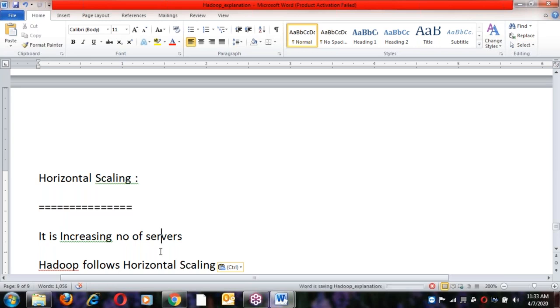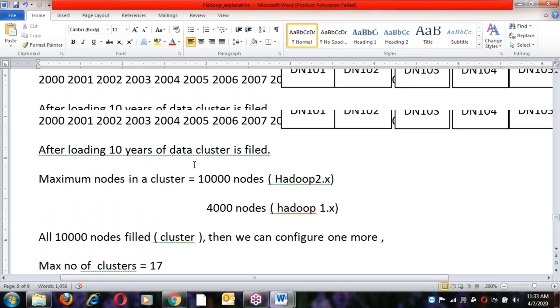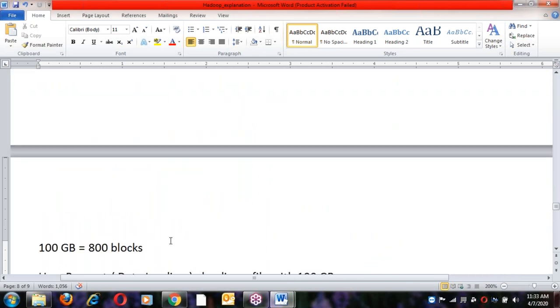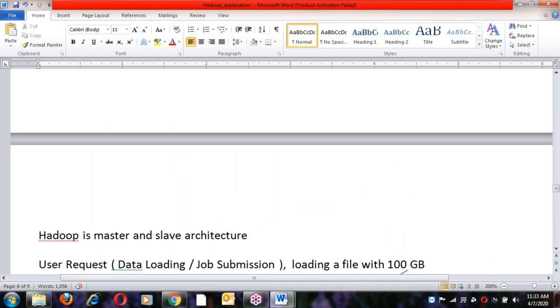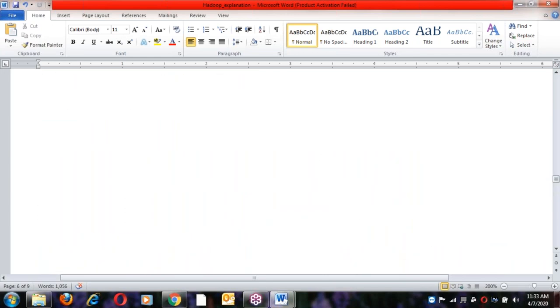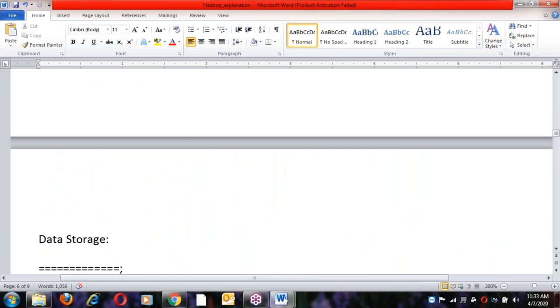In Hadoop, there is no limit. Any amount of data can be stored. So big data we can store. This is the solution from Hadoop to handle big data, to store big data. This is only the data storage solution. Still, we have some other challenges.